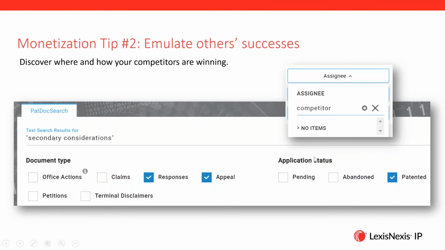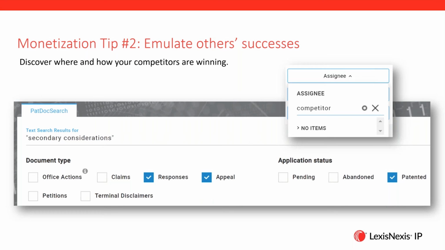So another more granular way to piggyback off of others is by researching which arguments they've used which were successful. So this is a tool called PathAwk Search. What it is, it's a text search of all substantive documents filed at the Patent Office since 2000. So you can do a full text search of office actions, claims, responses, appeal documents, etc. And you can filter that search by pretty much anything you can think of.